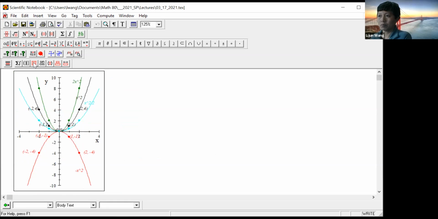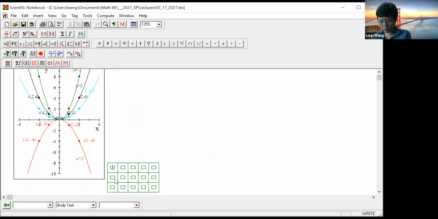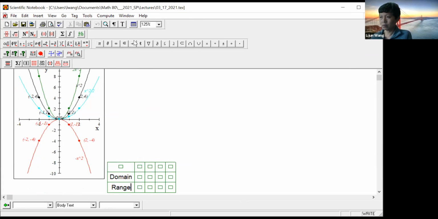Let me see if I can put a domain here. So in terms of domain and range, as you look at the picture, for x squared, negative x squared, 2x squared, 2 times x squared, half x squared.